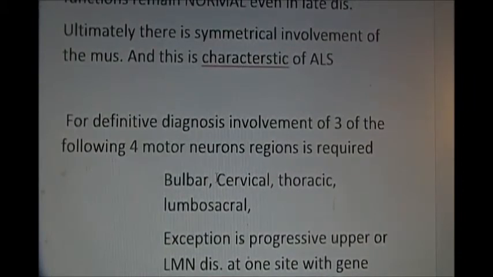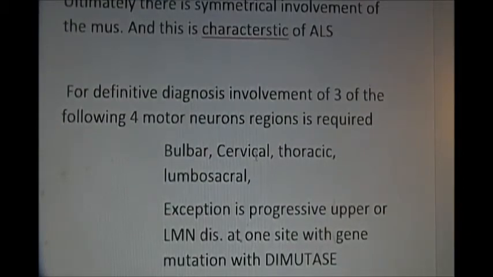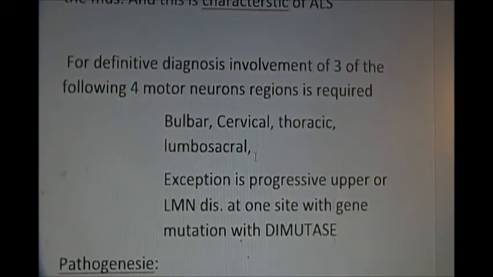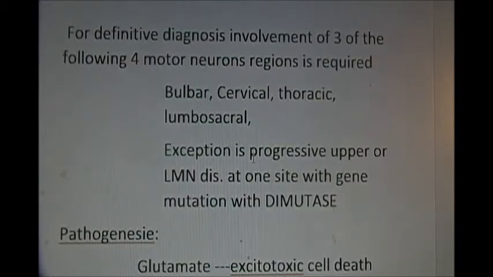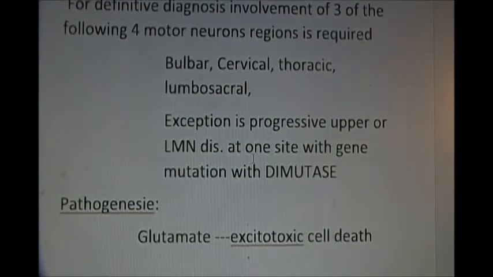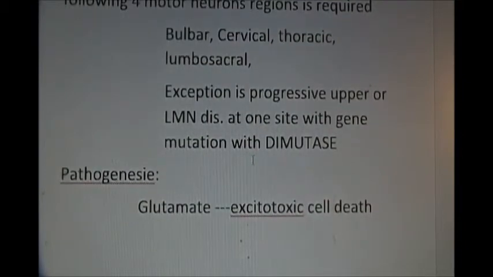Since there is no diagnostic test, there is a diagnostic criteria. For definitive diagnosis, involvement of three of the following four motor neuron regions is required: bulbar, cervical, thoracic, and lumbosacral. The exception is progressive upper or lower motor neuron disease at one site with gene mutation of superoxide dismutase.